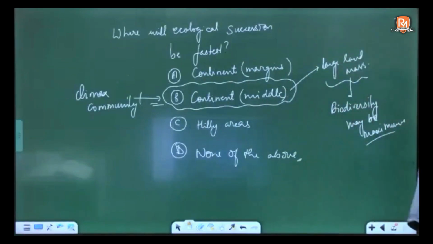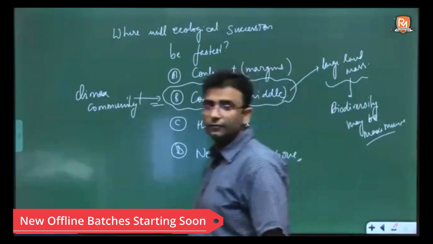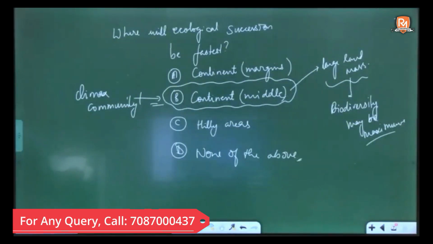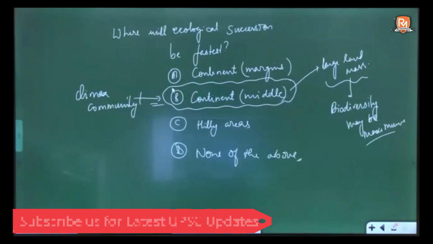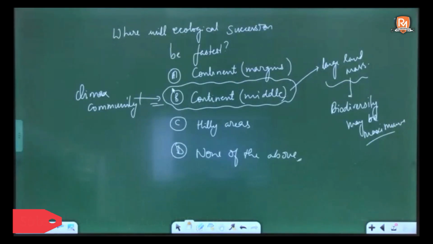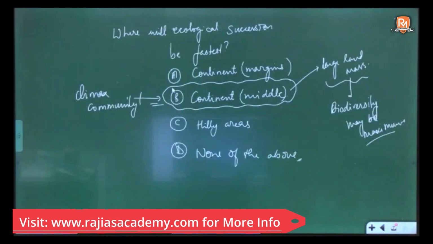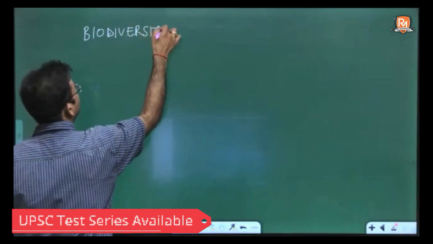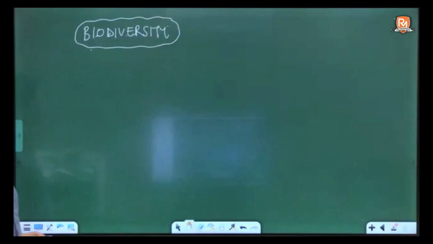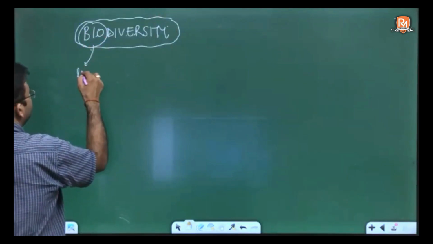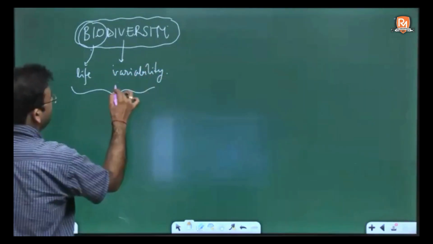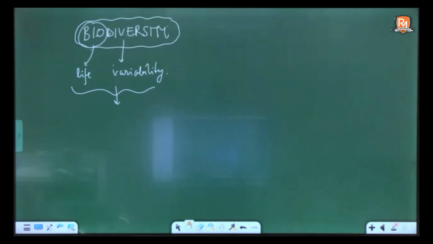All right. So this is about ecological succession. Now we have to look into the concept of biodiversity. Make the heading as biodiversity. The word bio means life and diversity means variability. A very basic definition of biodiversity has been given by the United Nations Earth Summit of 1992.